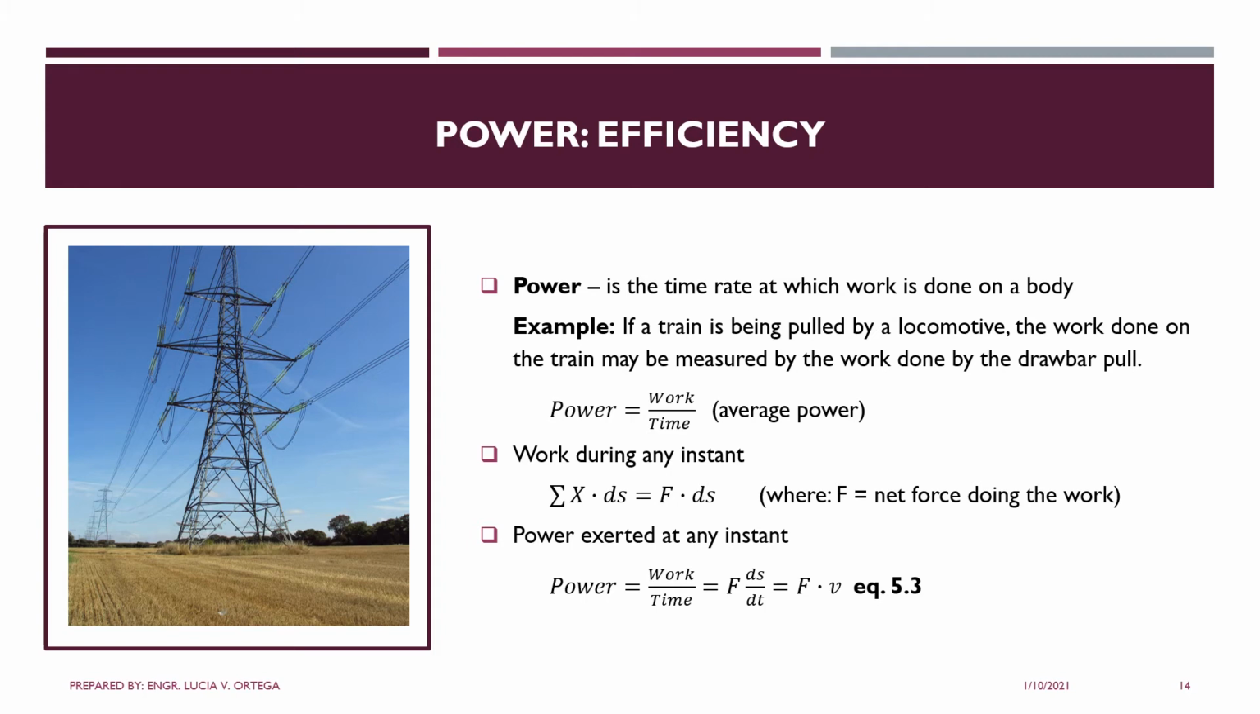So that's average power. For variable forces, the work during any instant is the net force acting on the body times the differential distance, or simply dW = F ds, where F is the net force doing the work. The power exerted at any instant is work over time. So substituting, that would be F ds over dt, or simply that is equal to force times velocity, because ds over dt is velocity. So you have equation 5.3.